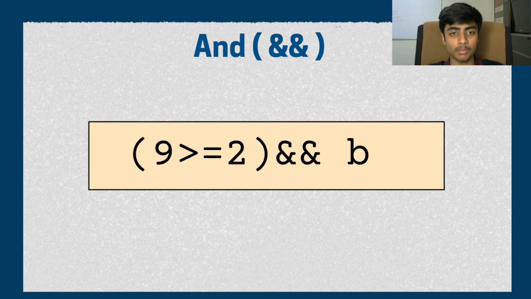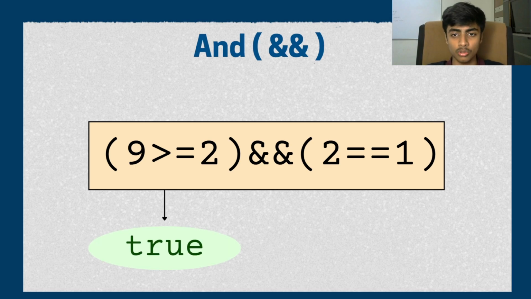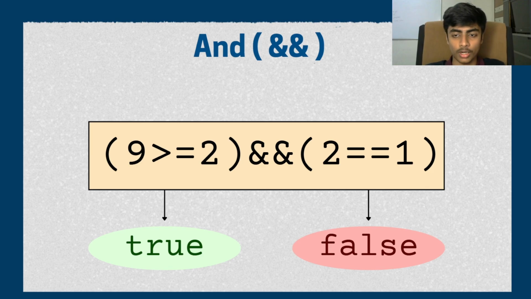Let's say A is something like 9 is greater than or equal to 2, and B is something like 2 is equal to 1. Both of them are expressions that evaluate either to true or false. Our first expression is true, and our second expression is obviously false. 2 is not equal to 1. So then how do we determine if our whole expression is true or false?